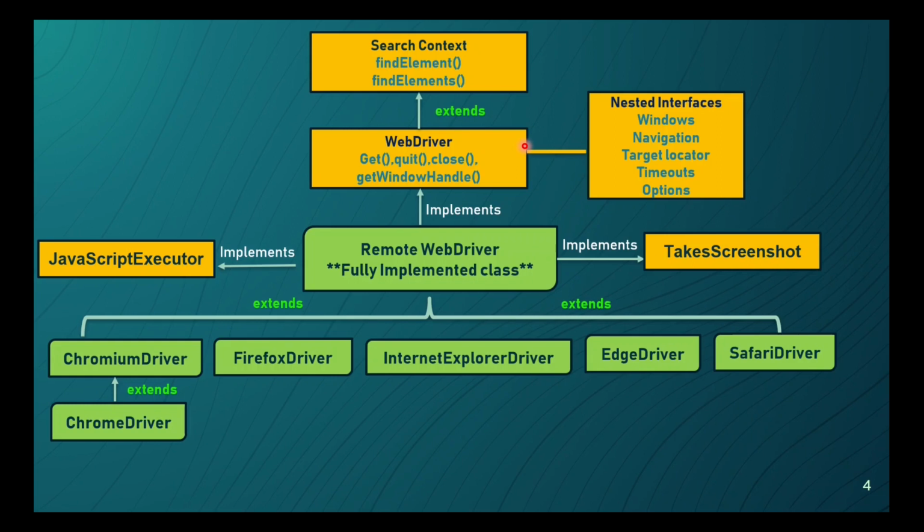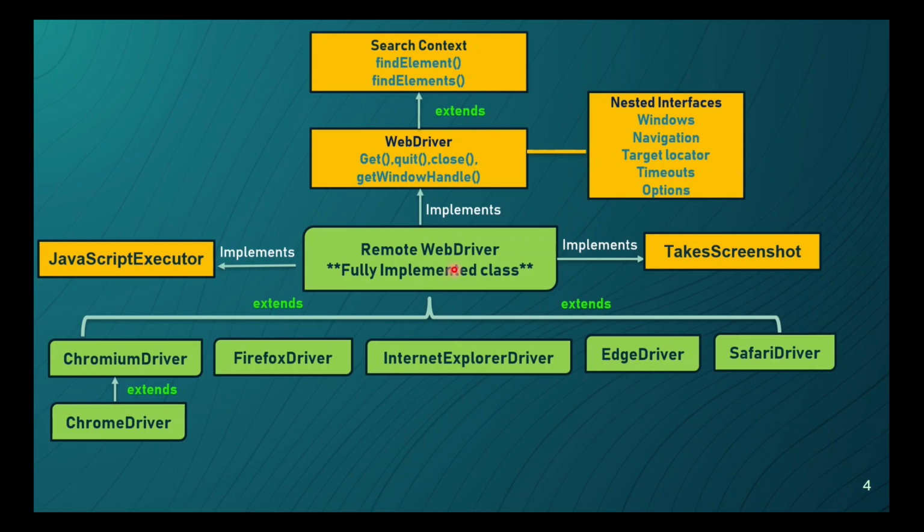Apart from this, the WebDriver also has nested interfaces. It has some nested interfaces like windows, navigation, target locator, timeouts options. These are also abstract methods. Through these interfaces, we can perform various operations like navigating to the URL, maximizing the window, and many more. Okay, so the WebDriver also includes the nested interfaces.